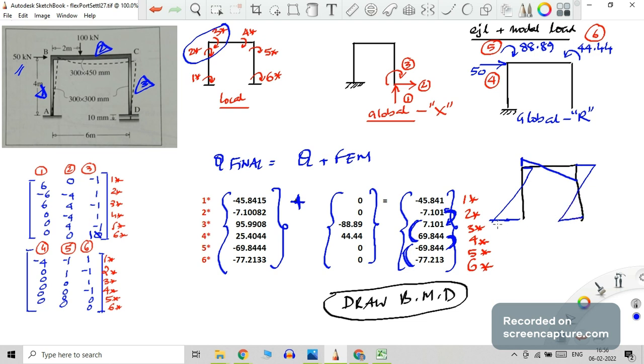This is not complete. You have to add the 841. This is 77.213. This is 69.8. This is 7.1. Then you superimpose something like this to free BMD due to 100 kilonewton. Superimpose that. Okay, that's all. Nothing else is required because this 50's moment need not be taken. There is a nodal force. It has already come in our solution. So that is the final bending moment diagram. We can draw that.